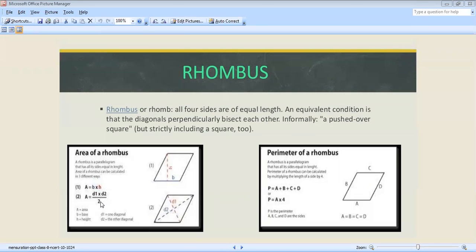So next, perimeter of a rhombus. Perimeter of a rhombus, we have to add the four sides, A plus B plus C plus D. But in the rhombus, four sides are equal, means A equal to B equal to C equal to D. That is 4 into A. Perimeter of a rhombus is 4 into side, that is 4S.